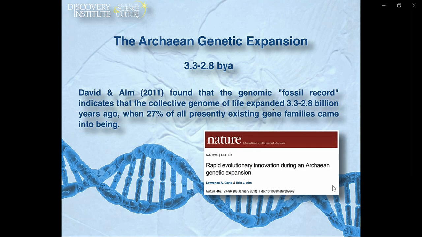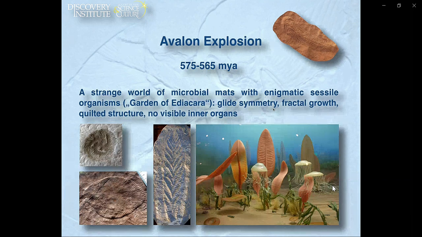Then we can go to the first macro fossils. So the first fossils that everybody would recognize as something that is not a random pattern in the rocks, something like here, impressions from organisms. And the first things you find are found in the so-called Ediacaran age. That's about 570 million years ago, according to standard dating. And the origin of these life forms has been called the Avalon explosion, because they appear very suddenly within a 10 million year window of time.